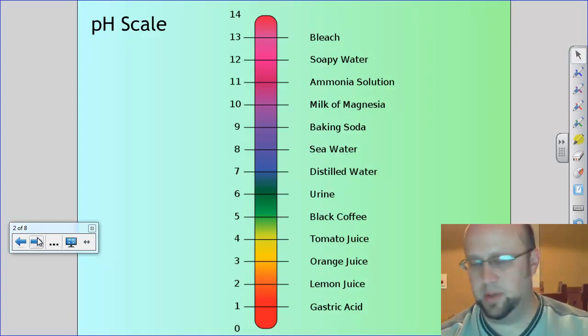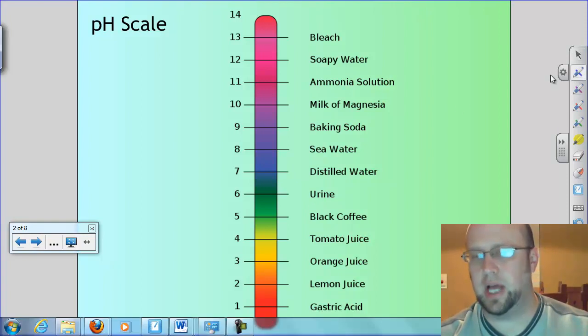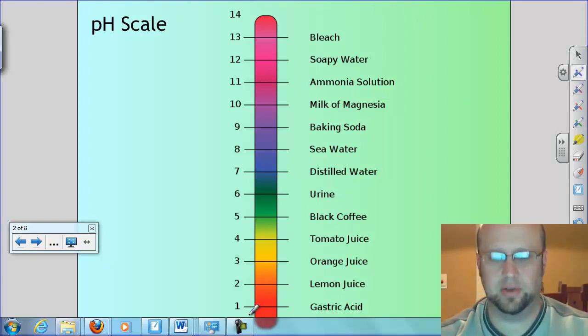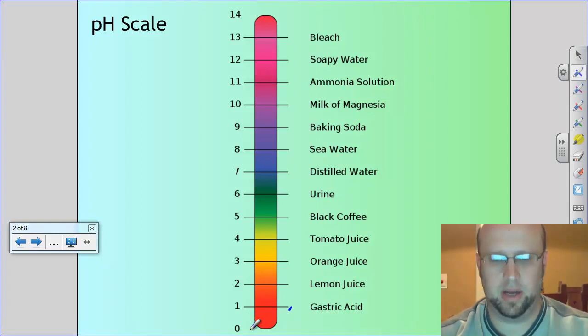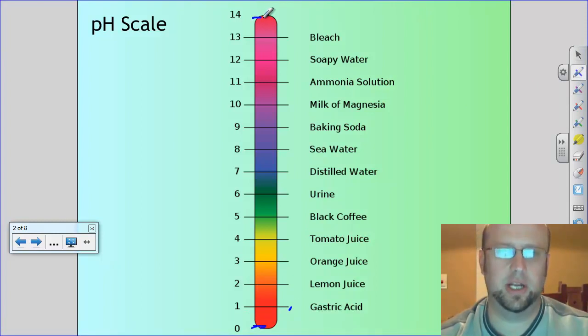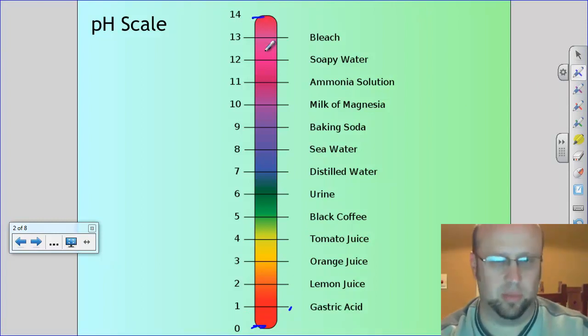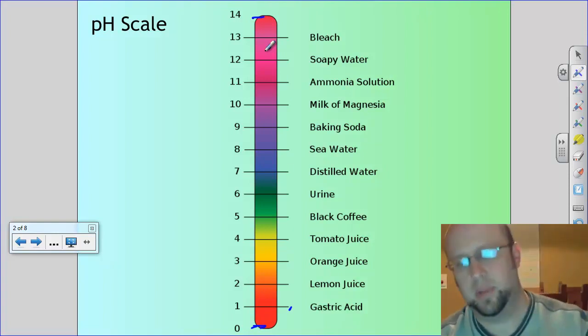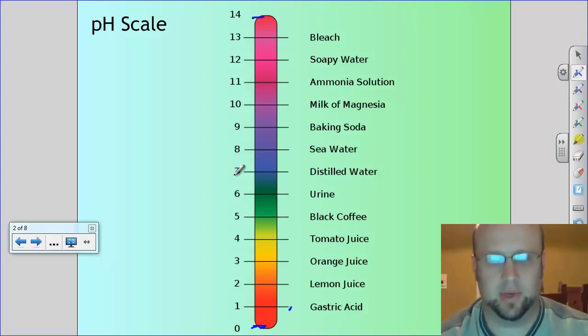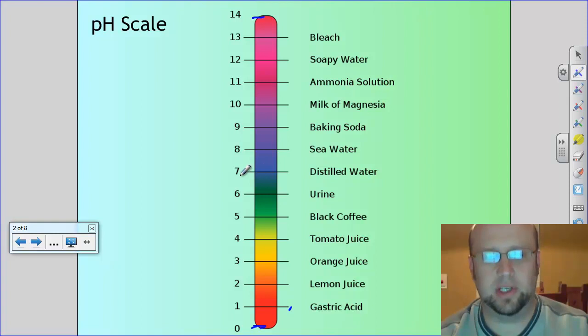First off, this is what the pH scale looks like. If you remember from your middle school classes, the pH scale essentially goes from 0, down here, to 14. Now technically that's not actually true. It can go below 0 and above 14, but in general, for most things, that's the way it's going to work. And then there are these specific regions of the pH scale.